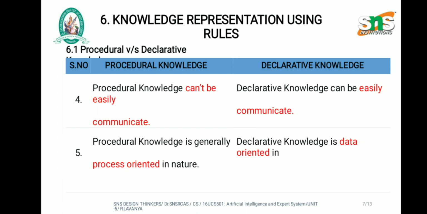The fifth one: procedural knowledge is generally process oriented in nature. Declarative knowledge is data oriented in nature. So it is very clear that data is purely based on declarative knowledge, while process is purely oriented on procedural knowledge.